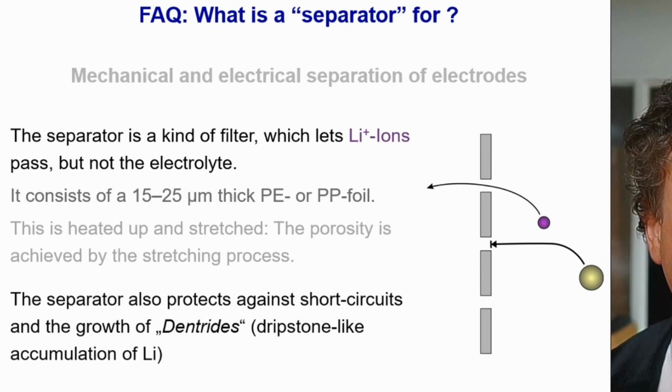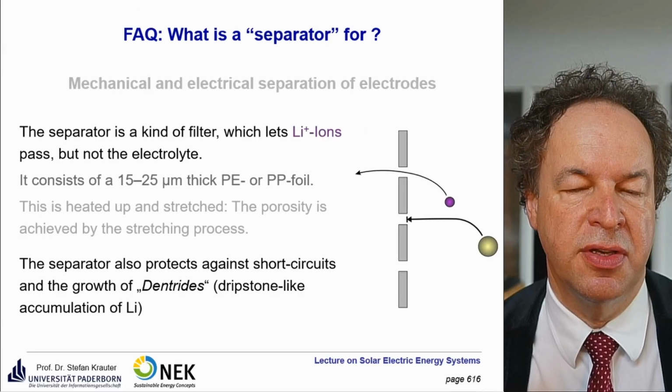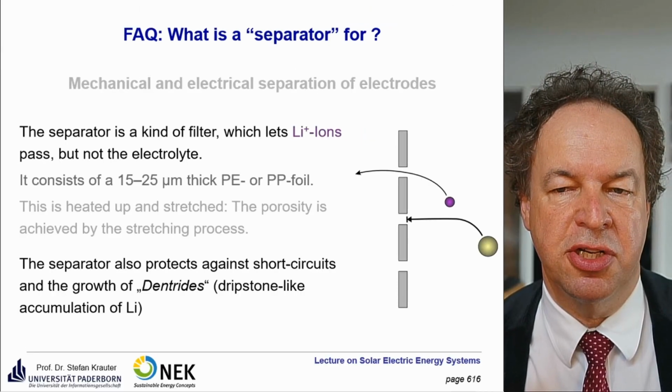Also, it serves against short circuits, the growth of so-called dendrites. So these are like dripstones, formed by the inhomogeneous accumulation of lithium atoms, which may happen if you have a very high current or if the manufacturing of the battery is not done in a homogeneous way. I'm sure if you have a dripstone that leads to the other electrode, it creates a short circuit, and it can even lead to an explosion of the battery. So you want to avoid it, therefore the separator is quite essential.